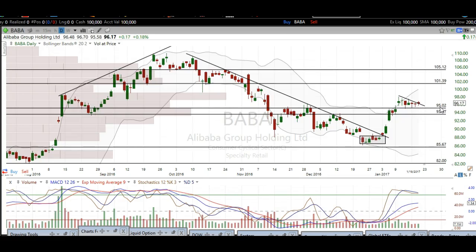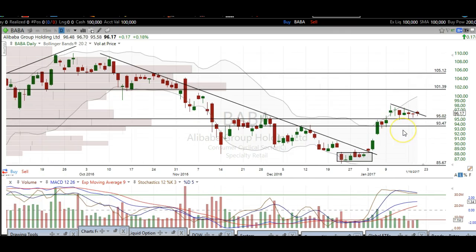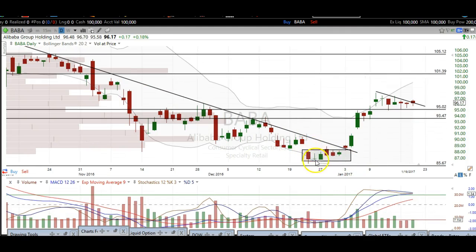The next one we're going to take a look at is Alibaba. Alibaba, this is another one that myself and members traded very profitably, and we got over 200% gains here. I think it was almost 300% gains on some call options. We got long here as we broke out of this little range right here.